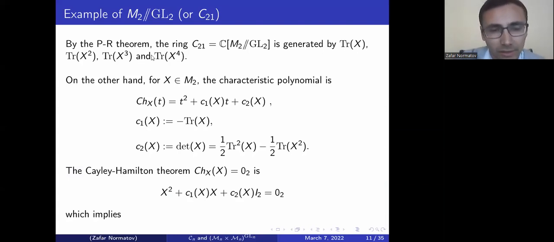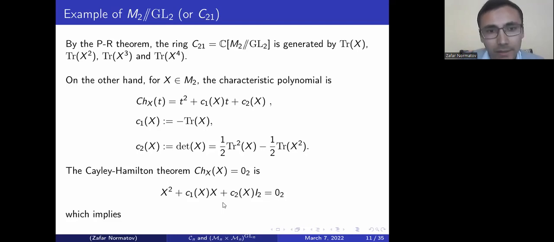Now we look at the example. By the Procesi-Razmyslov theorem, the ring C_{2,1} is generated by the following four traces. On the other hand, for a matrix, the characteristic polynomial is as follows, where c_1 and c_2 are equal as follows. By the Cayley-Hamilton theorem, we have the following equality, namely the characteristic polynomial is equal to 0.